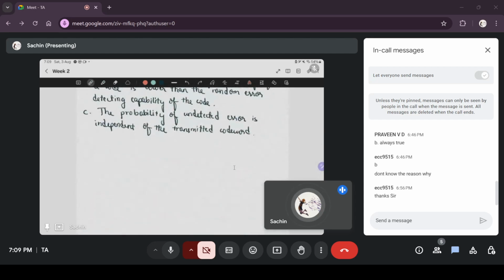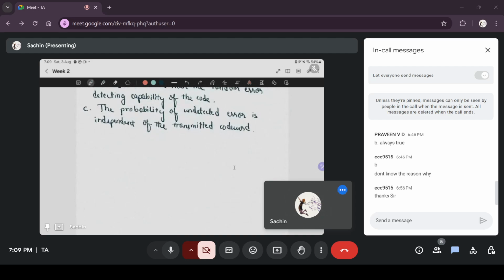So that statement is also actually true. Probability of undetected error is independent of what you transmit. So all three statements were true. That would mean that there is no false statement. So the question asked which of the following statements is false. The answer will be option D.